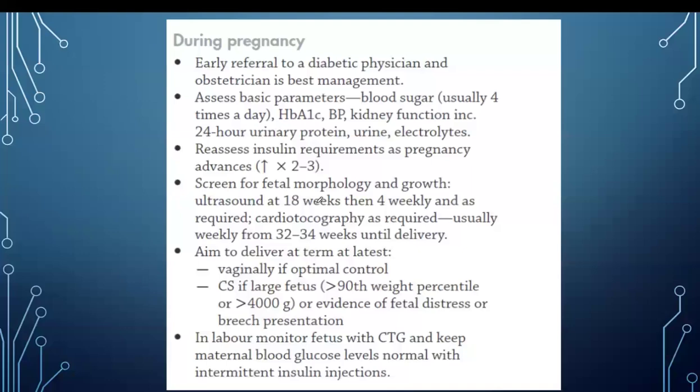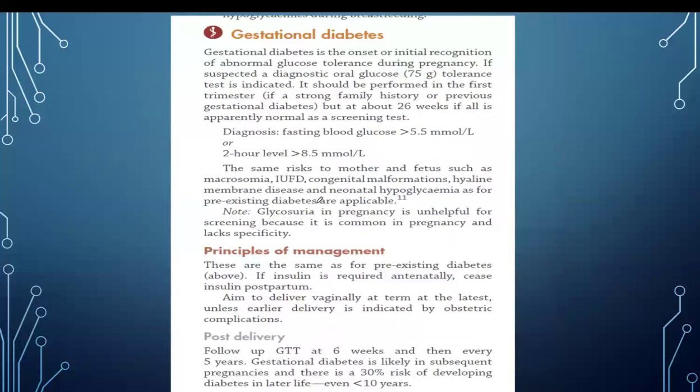Okay, so that's your gestational diabetes. Remember, once a patient develops GDM, there is a 30% risk of developing diabetes later in their life. So a patient who has GDM can get diabetes later on. That's why we ask you to do this annual HbA1c or fasting blood glucose at least for 5 years.